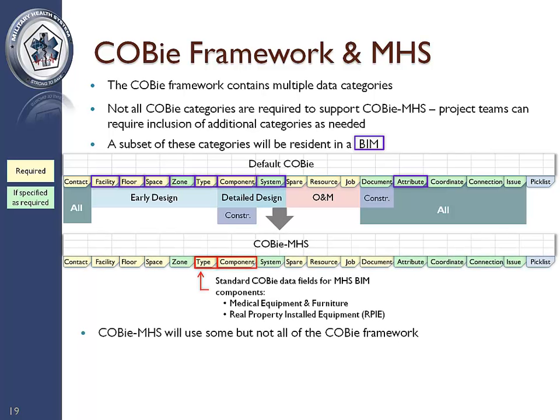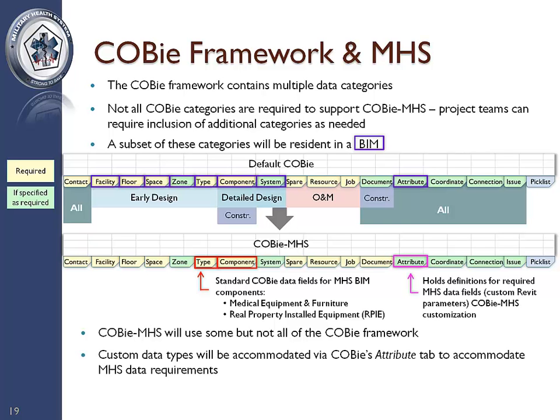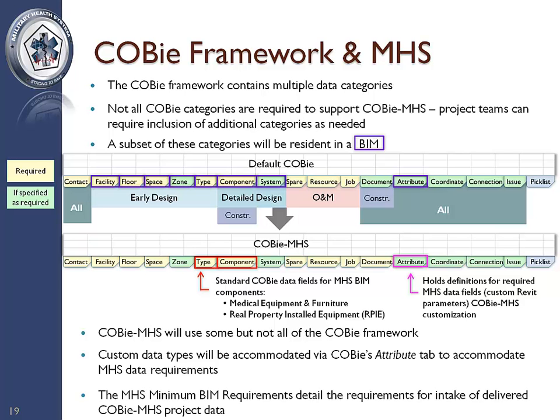COBie-MHS will use some, but not all, of the COBie framework. Custom data types will be accommodated via COBie's Attribute tab to accommodate MHS data requirements. The MHS Minimum BIM Requirements detail the requirements for intake of delivered MHS COBie project data.